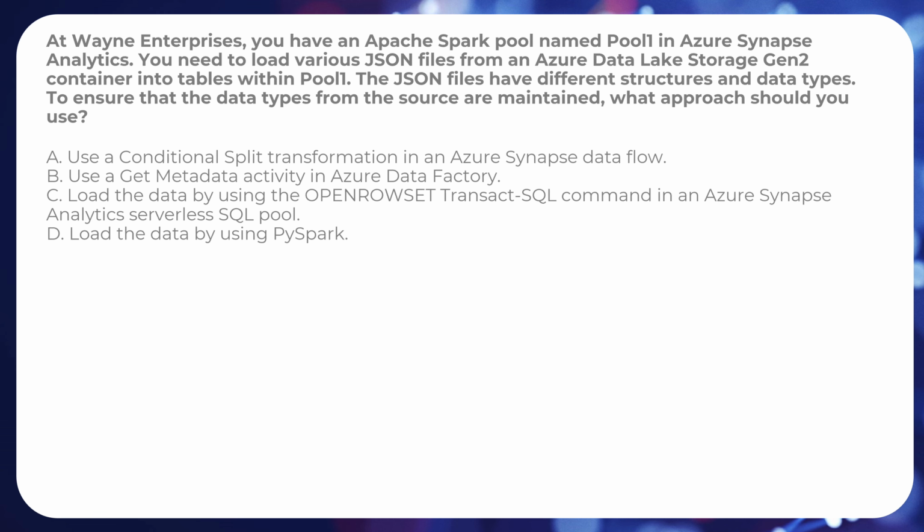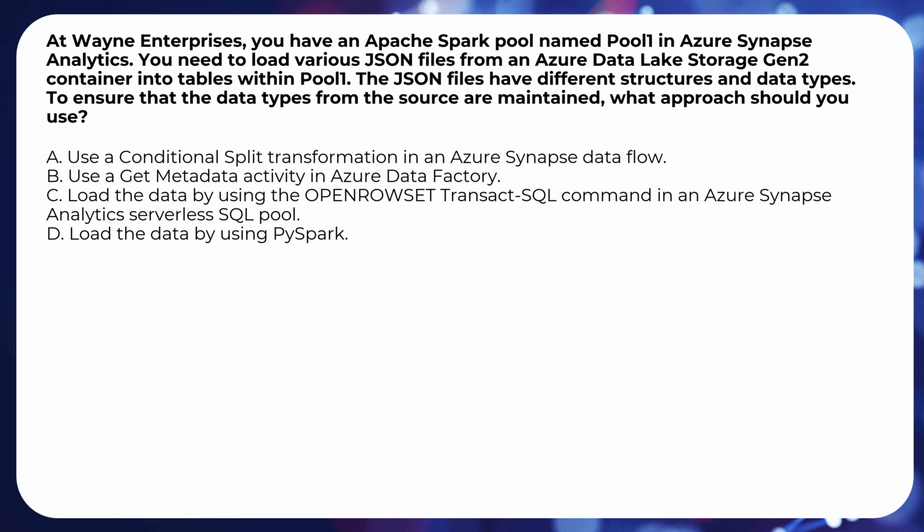At Wayne Enterprises, you have an Apache Spark pool named Pool 1 in Azure Synapse Analytics. You need to load various JSON files from an Azure Data Lake Storage Gen 2 container into tables within Pool 1. The JSON files have different structures and data types. To ensure that the data types from the source are maintained, what approach should you use?